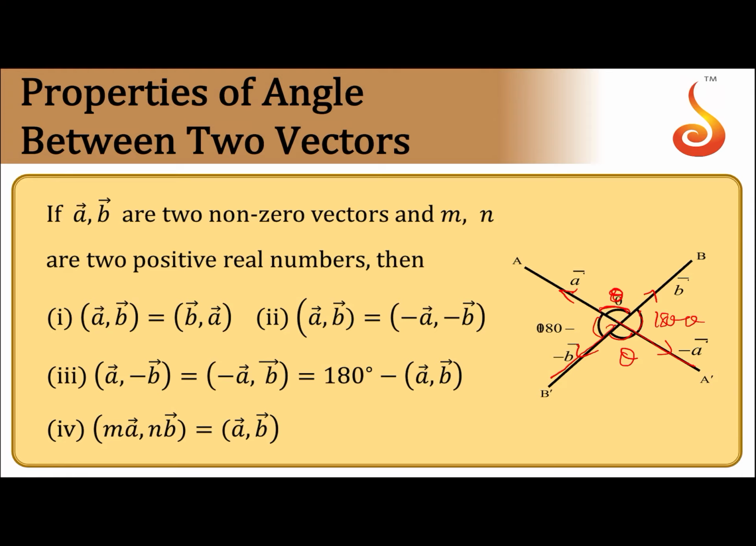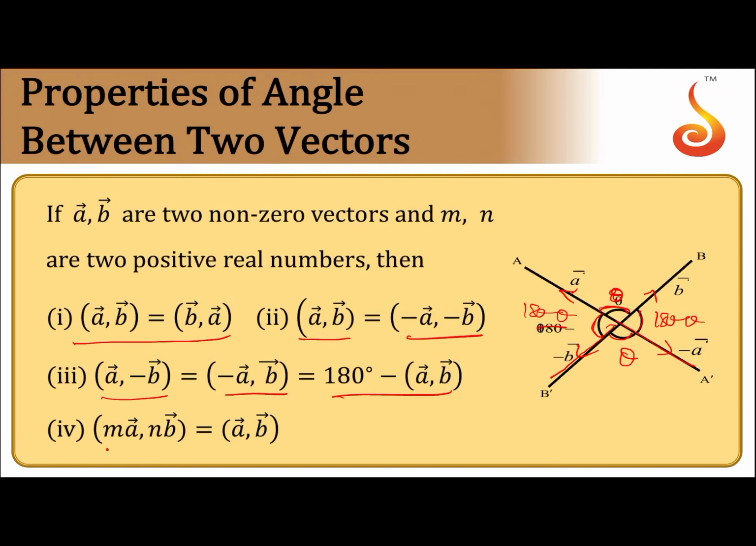And this is also 180 minus theta, which is the angle between A and minus B. The angle between B comma A is the same as the angle between A comma B. The angle between A comma B is the same as the angle between minus A and minus B. And the angle between A and minus B, and between minus A and B, are nothing but 180 minus the angle between A comma B.